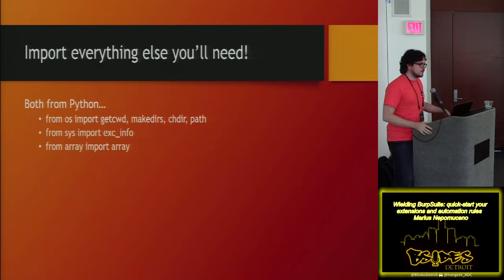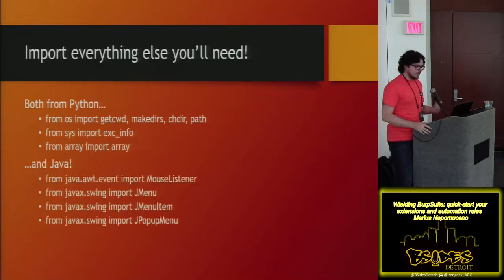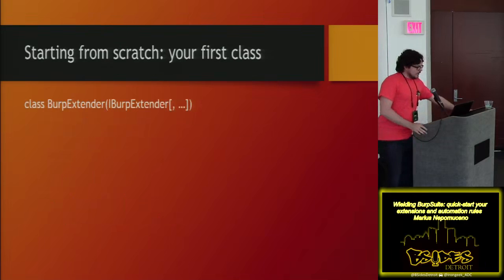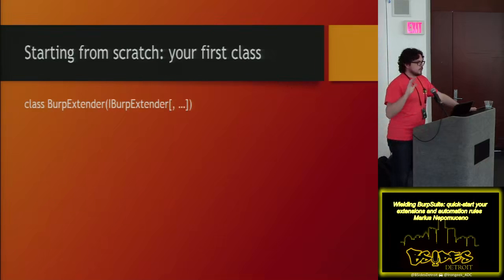From array import array, that's one of the ones that I had to use because BurpSuite is built in Java, so sometimes I need to use an actual Java array, and then I have to convert things from a Python list to a Python array, and then from a Python array to a Java array, but it works out. Since we're using Jython, you can also import things from Java directly. So you can go from javax.swing import JMenu. Now you can make a custom right-click menu in your extension, and so forth. Any questions?